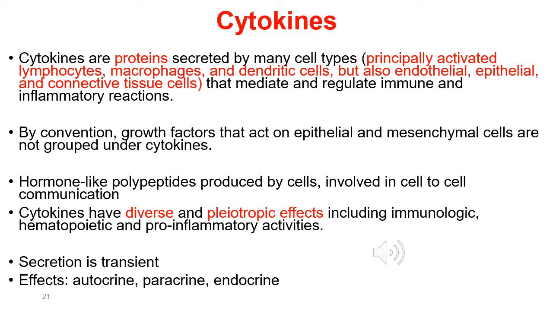These cytokines are hormone-like polypeptides. They are produced by cells and involved in cell-to-cell communication, which means they are the mediators between cells to talk to each other. So cells use cytokines to talk to each other and to ask some cells to do other actions, to potentiate their actions, to support them in the inflammatory process or in the immune response. We call all of these cytokines.